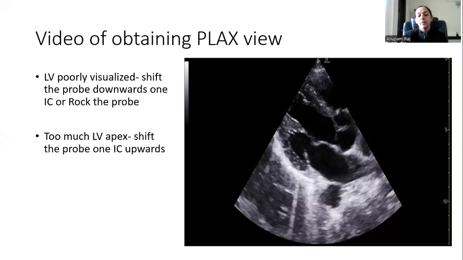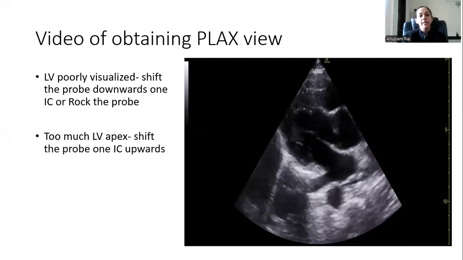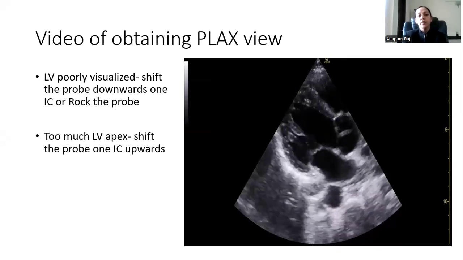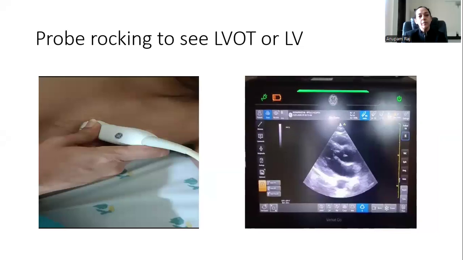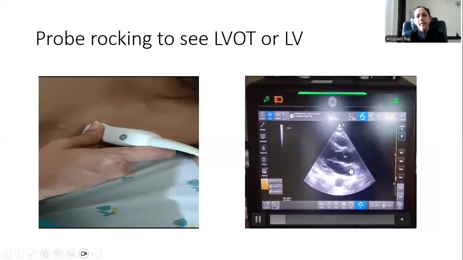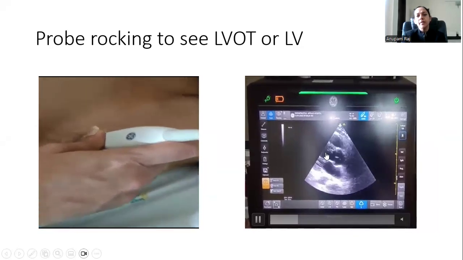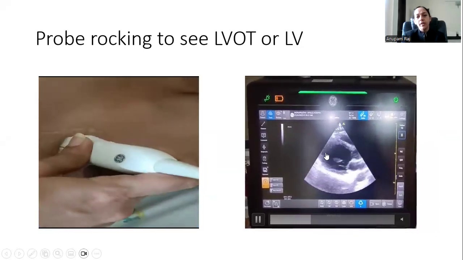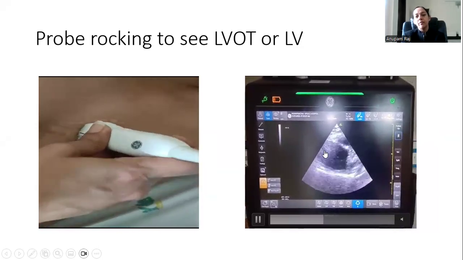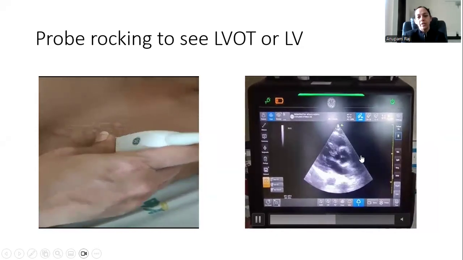Like I said, it's very easy to acquire this view, but sometimes the problem that we face is that we are either seeing a lot of LV or we are seeing a lot of aortic outflow tract. So a simple rocking maneuver usually tends to fix this problem. Like in this image, we can see that by rocking the probe on either side, we will be able to see either the LVOT or the LV. Like here, just by tilting and rocking the probe, we are either seeing more of the LV or more of the LVOT.